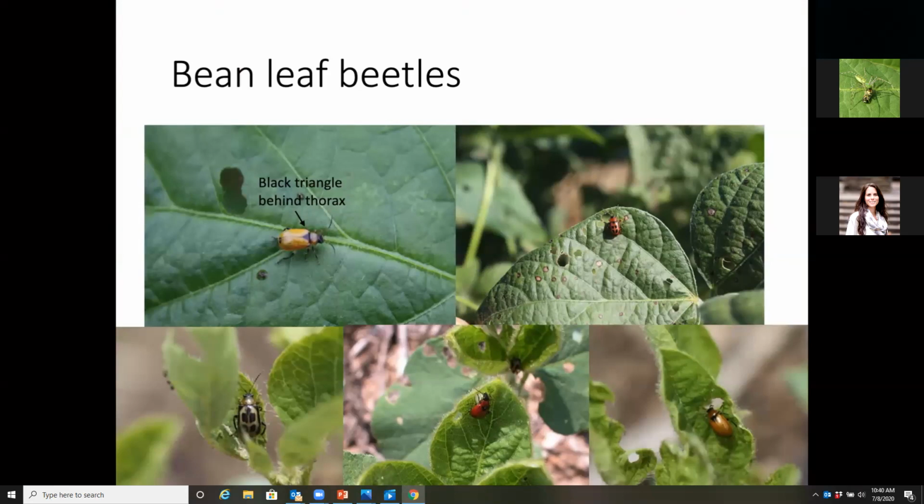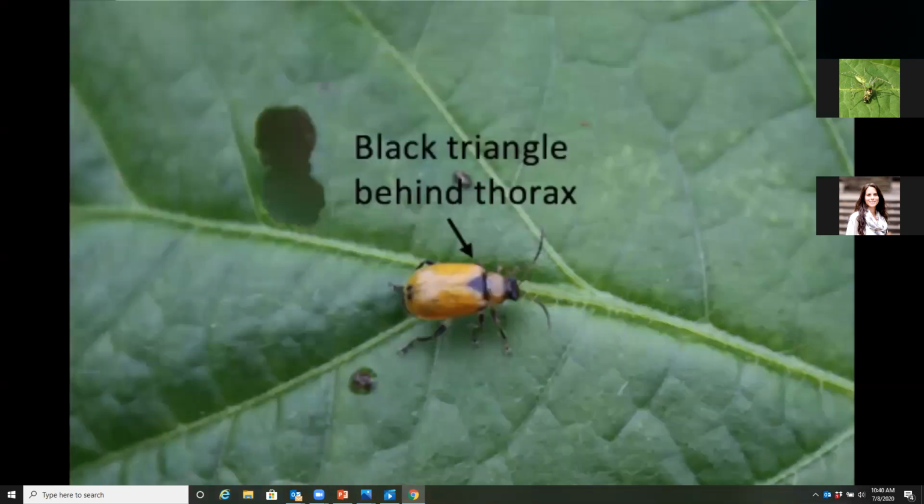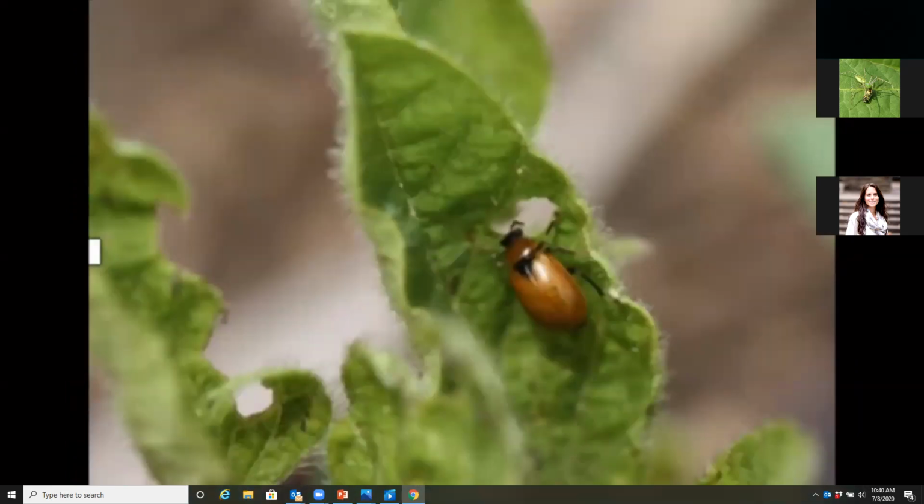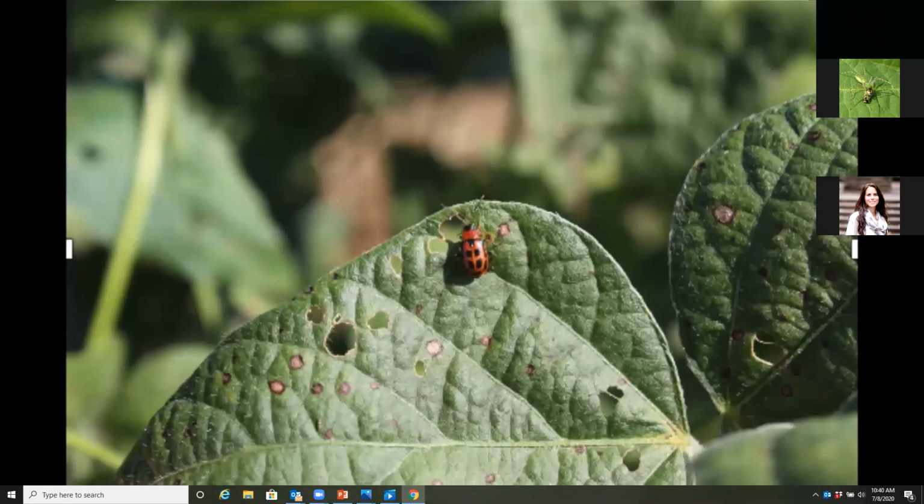Bean leaf beetles can be tan, red, with spots, without spots, or other colors, but all bean leaf beetles will have a rear-facing black triangle on the wings just behind the thorax. These beetles damage soybean plants by chewing holes in leaves and may occasionally feed on pods. Holes in leaves are roughly spherical in shape.